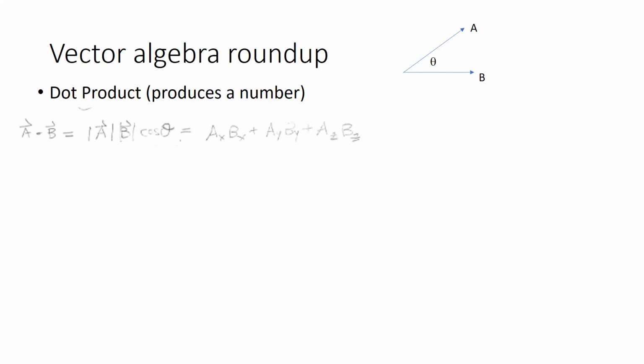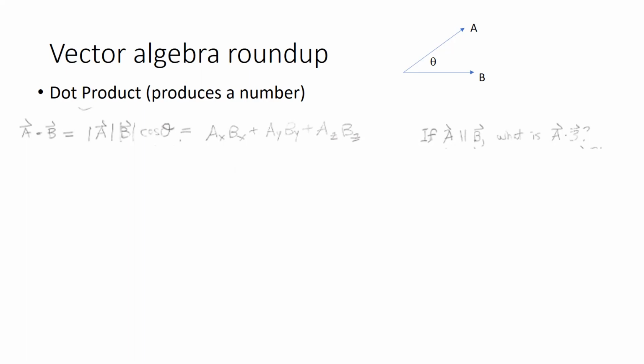Or it can be written in terms of the components of A and B. A and B each have an X component, Y component, and Z component, and the dot product of A and B is equal to the sum of the product of the X components plus the product of the Y components plus the product of the Z components. These are two alternate forms of the dot product, and it's possible to prove that they're equivalent, but we're not going to worry about that proof in this course.